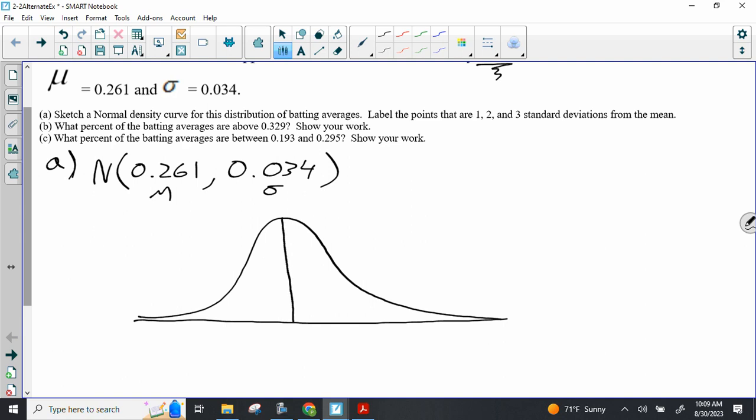My mean, right in the middle, 0.261. Then I'm going to go ahead and put values that are 1 standard deviation above and 1 standard deviation below. I'm going to do that by adding and subtracting my standard deviation. Like I said, I don't feel like mental math today. I'm going to go ahead and get out my handy dandy calculator.